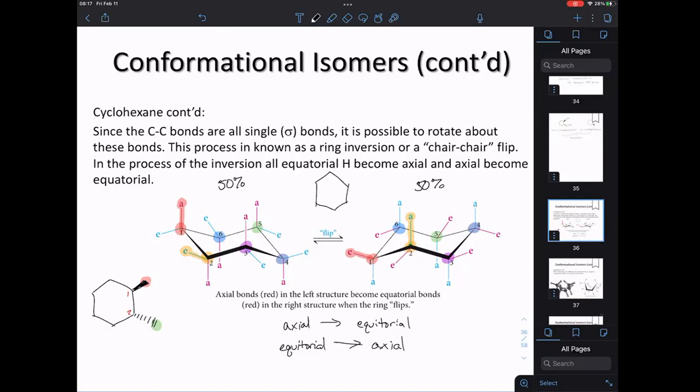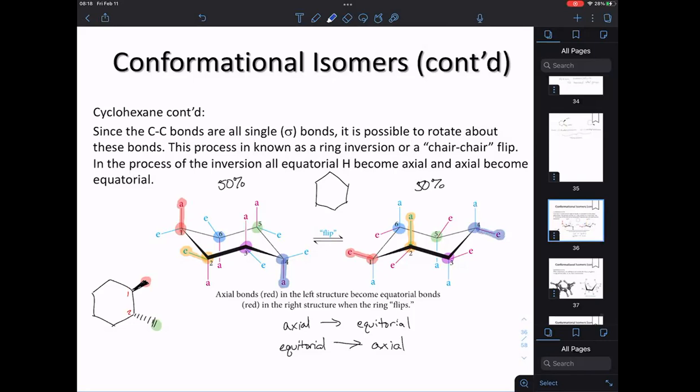The letters are changed because they represent the so-called axial bonds with an A, which are the ones that are going to be pointed up, and the equatorial bonds, which are going to be pointed out. And so what's held consistent between the two is the color coding, right? So you can monitor what happens, for example, to the red bond on carbon 4. It goes from being A, axial. Now in the other conformation, that red bond is E, equatorial.